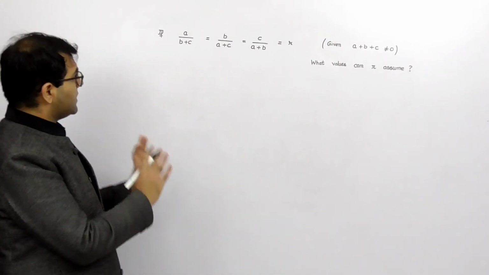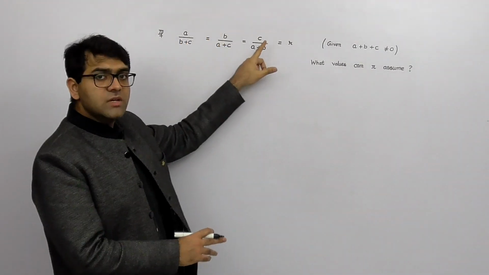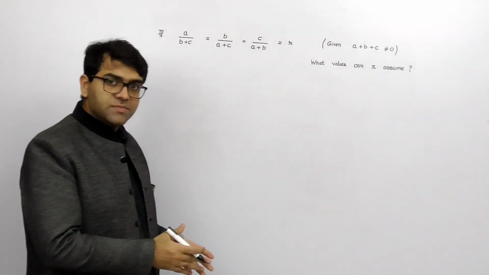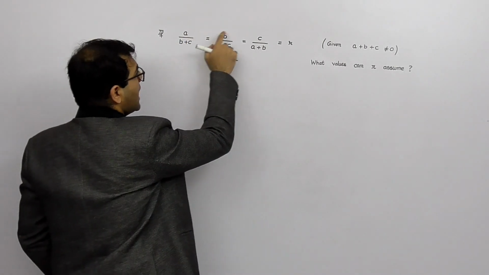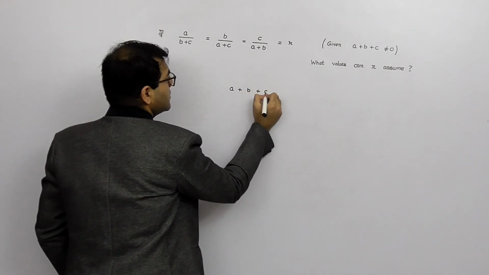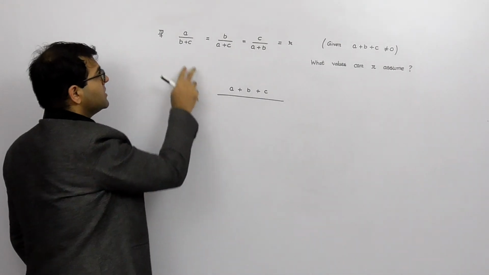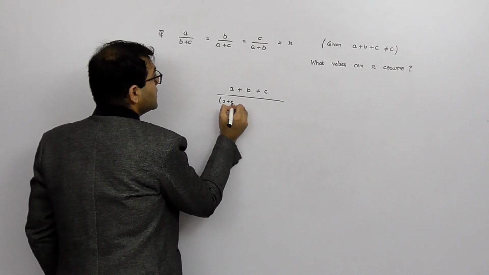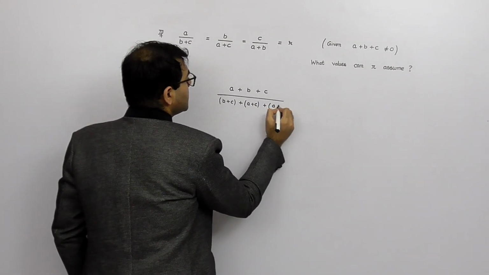Obviously, the one thing which is very visible here is that if I add up all the three numerators, that means a plus b plus c, then in the denominators the terms will form twice of a plus b plus c. Let me explain what I am doing. I am creating a relation in which I am simply adding the numerators. So my new numerator becomes a plus b plus c. If I am adding the numerators, the same thing has to be done for denominators as well. So corresponding to a I have b plus c, corresponding to b I have a plus c, and corresponding to c I have a plus b.